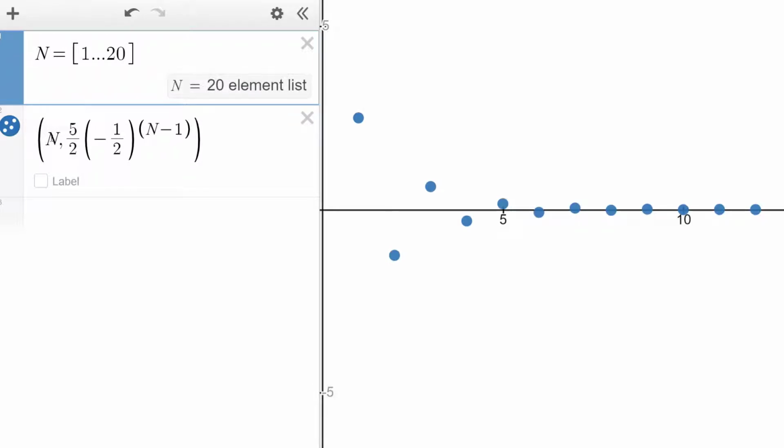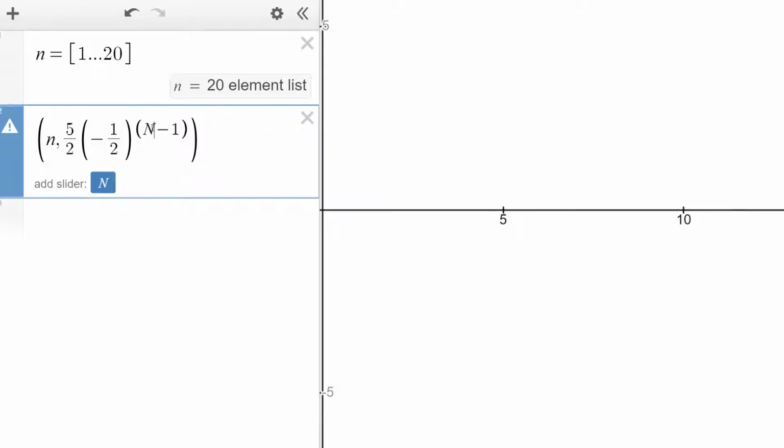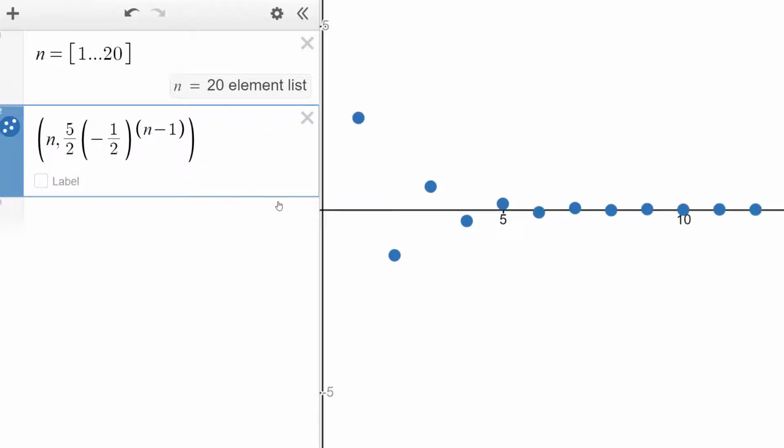And then what I do is I plot points. The nth item, let's say n is equal to 1. So the first item, and then the function or the sequence that we've been given. We've been given 5 halves times negative 1/2 raised to the n minus 1. And notice I'm using these capital N's because the capital N is actually my list of numbers. I suppose I could have used lowercase n, actually. That's perfectly fine. Yeah, we could have done that.